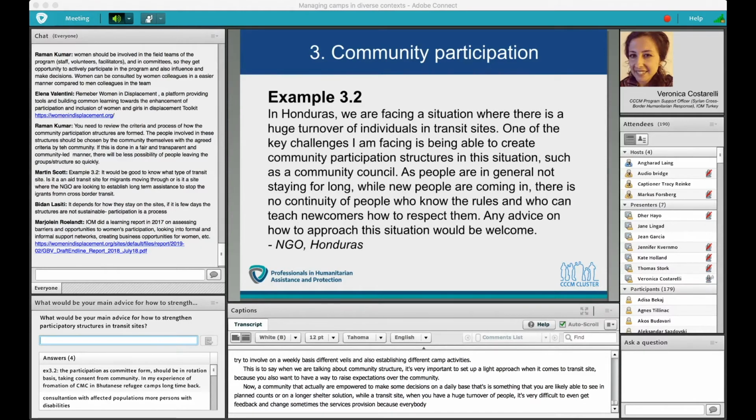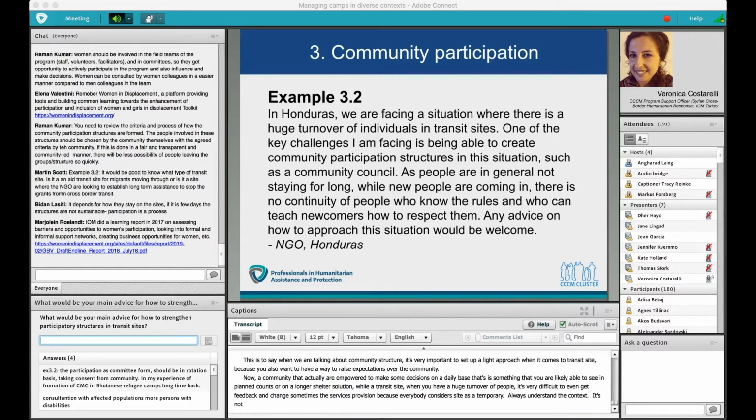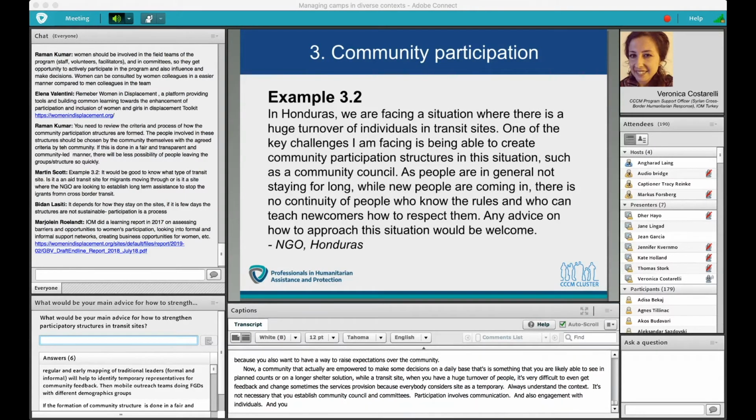And so always understand the context. Having a community participation structure doesn't necessarily mean that you need to establish community councils and committees. Participation involves communication and also engagement with individuals at every level. And you can do that also by simply talking on a daily basis with the community in the camps, in the transit site.